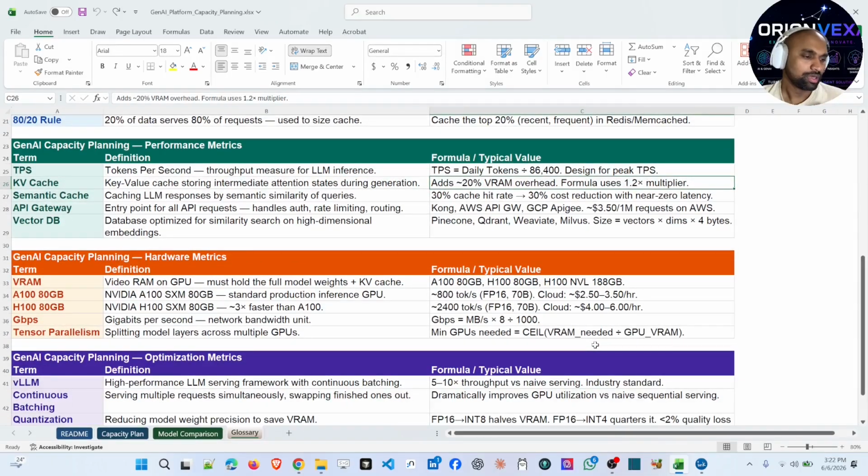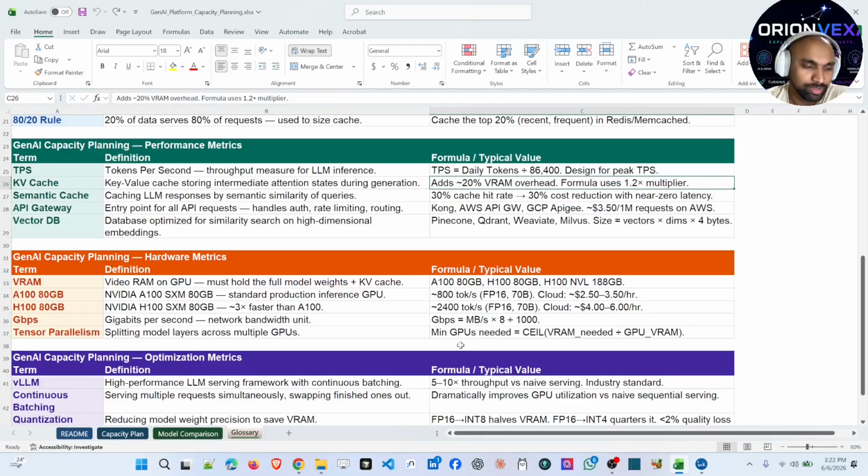Next, come to the capacity planning of hardware metrics. When we consider inferencing of this GPT kind of model, the major thing is video RAM. Video RAM is not like the system RAM that resides on the motherboard. We're going to discuss video RAM in detail later. This video RAM on the GPU must hold the full model weights and KV cache. A100 is 80 GB video RAM. H100 is 80 GB video RAM. H100 NVL is 188 GB video RAM.